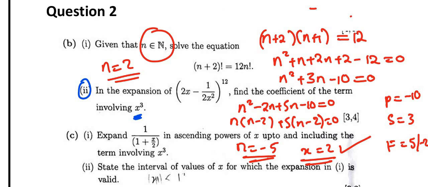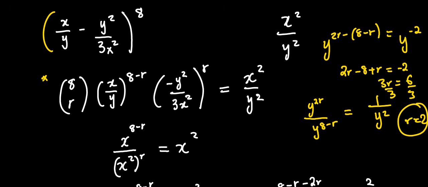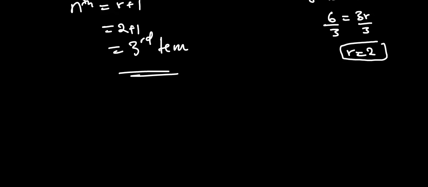That's what you have. Okay, so I'll leave this here, but for the next question here, I'll do it on a different board. They want us to get there. They're saying in the expansion of this, find the coefficient of the term involving x to the power 3. We cannot get the coefficient without getting the term that we're dealing with, or rather the r value. So this is simply going to be the same as this. They want the coefficient of x to the power 3.